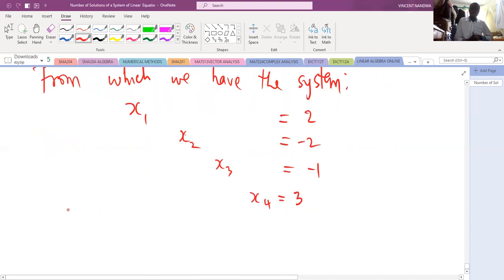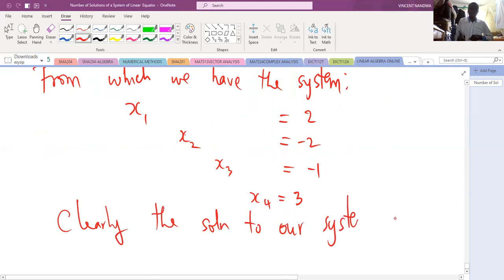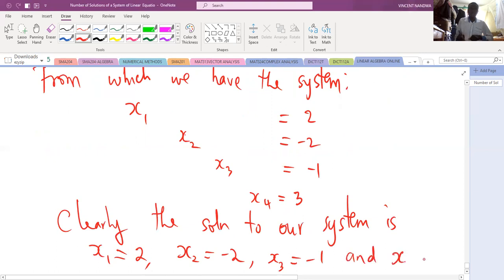So clearly, the solution to our system is x1 equals to 2, x2 equals to negative 2, x3 equals to negative 1, and x4 equals to 3. So that is how we solve that given problem.